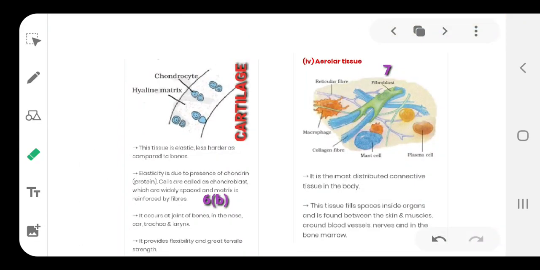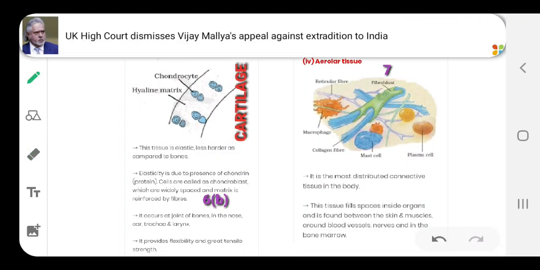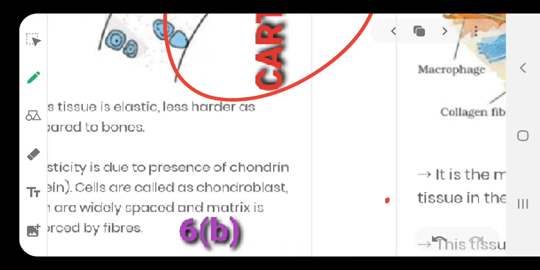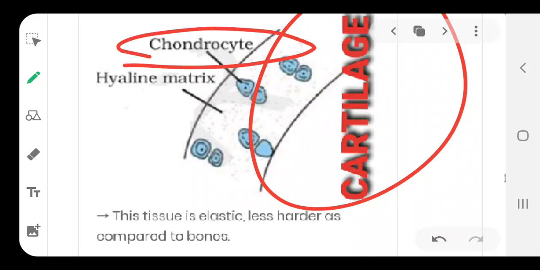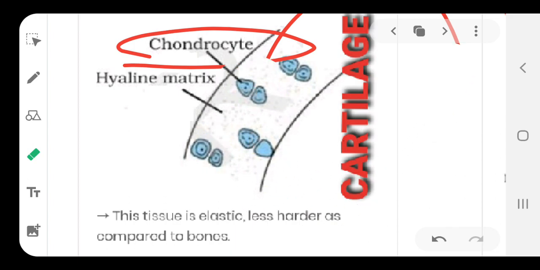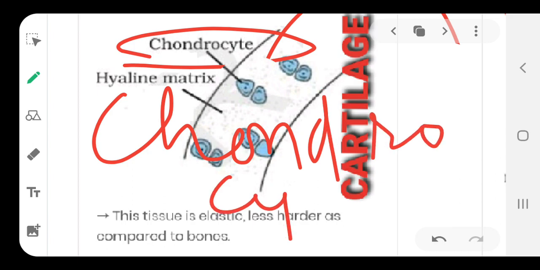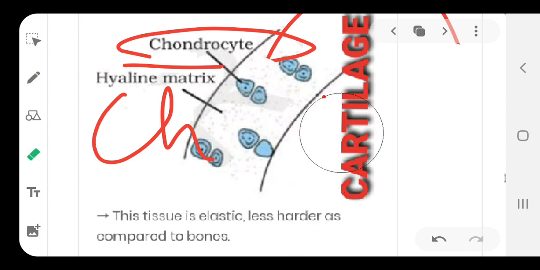Then comes the second type, the cartilage, which has its own respective cells in the same system. So these cartilage again have their own cells. They are called chondrocytes. So write down the name chondrocytes, CHONDROCYTES. Sometimes we ask you to name the cartilage cell, then you should know it. They are called chondrocytes. Okay.